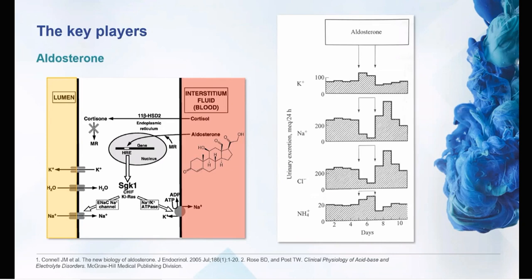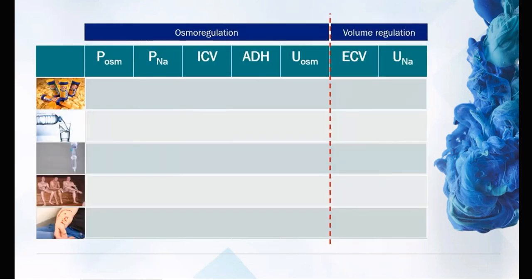It will, by its action, reduce urinary sodium and reduce urinary chloride, but at the same time increase urinary potassium and increase urinary ammonium. Therefore, it is perfectly possible that urinary osmolality and urinary sodium go different ways.